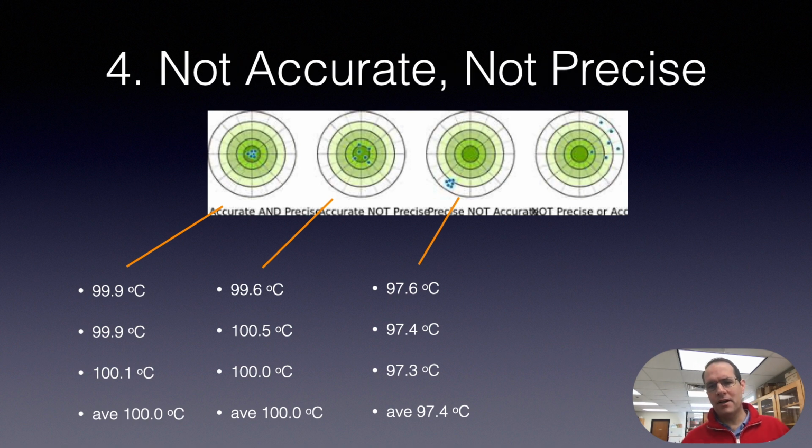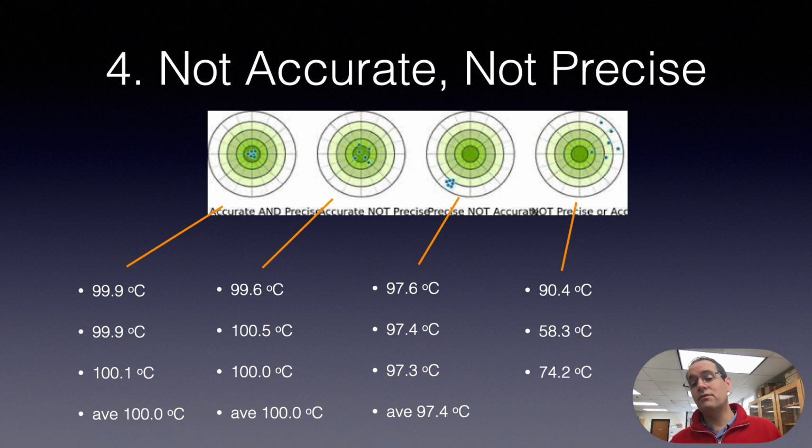All right, your fourth possibility here is very poor data, and this is when you do not have accuracy and you do not have precision, okay? So let's say you're measuring the boiling point of water, you get 90.4, maybe you get 58.3, maybe you get 74.2. Numbers are all over the place, way outside the plus or minus 0.1 or 0.2 degrees Celsius of the thermometer, and you get an average, but it's meaningless because your data is so scattered. There's no reliability in that at all, okay? It's definitely not averaging out to 100 degrees Celsius.